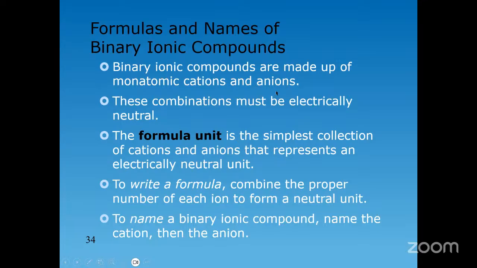The first thing you need to recognize is that the compound must be neutral. Therefore, the total number of plus charges must be equal to the total number of negative charges, right? The formula unit is the simplest unit that can exist in terms of the ratio of the cations and anions, which represents one neutral unit. To write the formula, you need to know the charges present, and then you multiply when necessary to make sure that the charges are equal, and then you put the formula together.